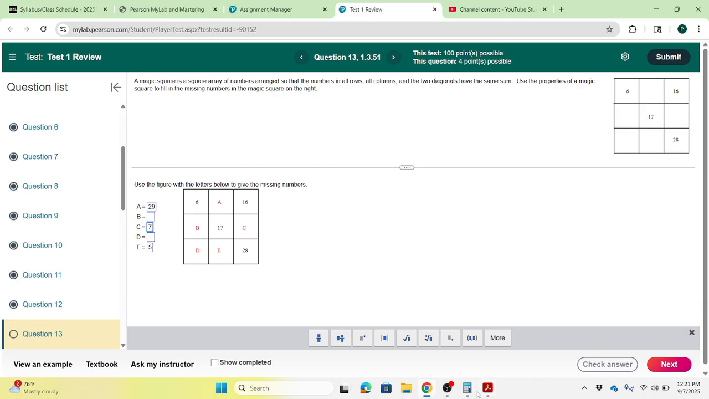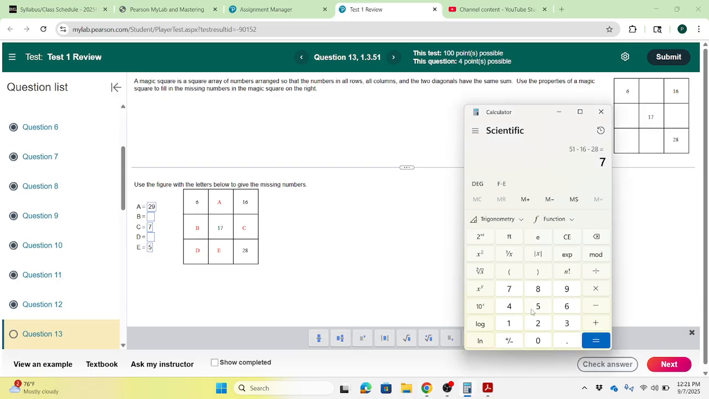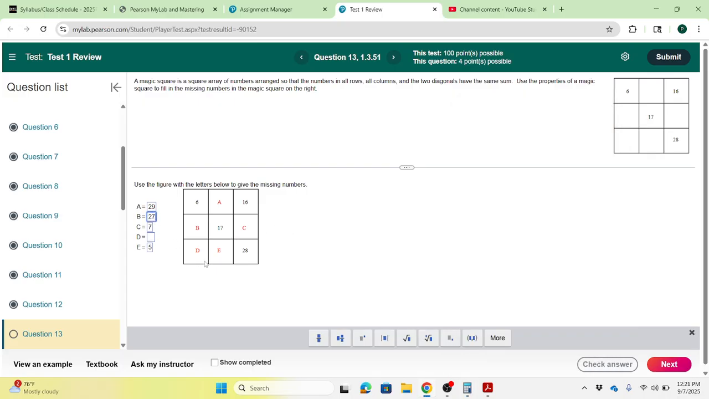supposed to be 51 again. So just subtract 17 from 51, and then C is 7. C is 7. So the B is 27. B is 27. What about the D?